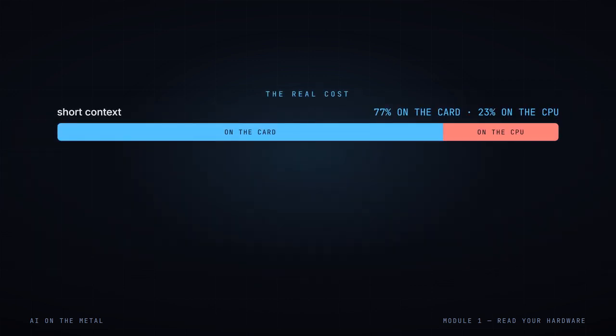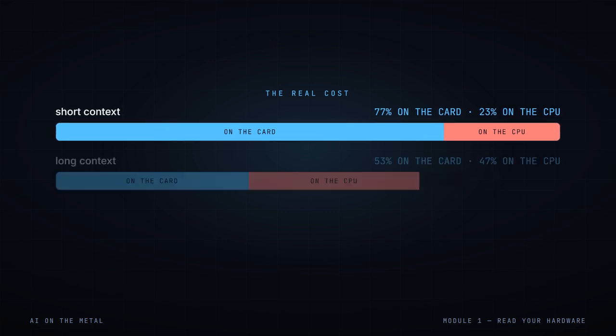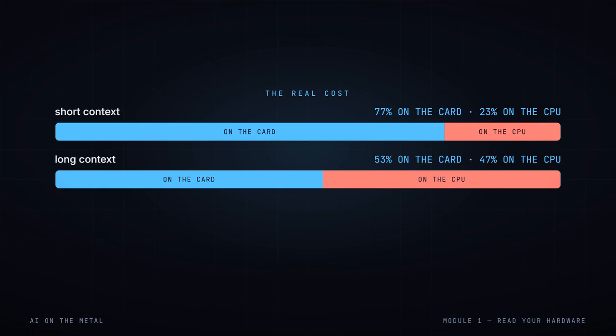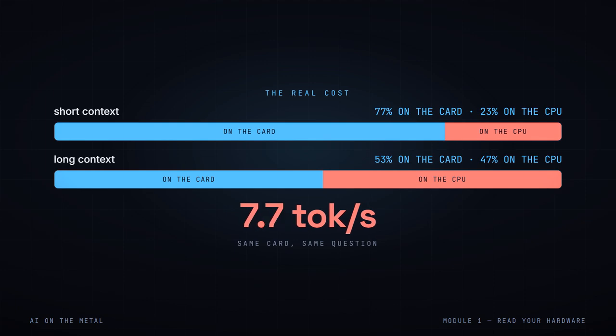At a short context, about 3/4 of the model is on the card. At a long context, it is barely half. The model did not shrink and the card did not shrink. The work moved to the slower machine. And that is what you feel. 15.3 tokens per second falls to 7.4 tokens per second.